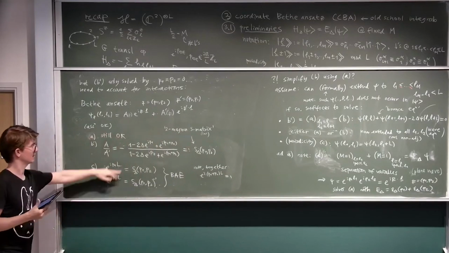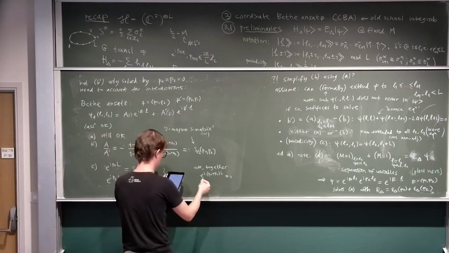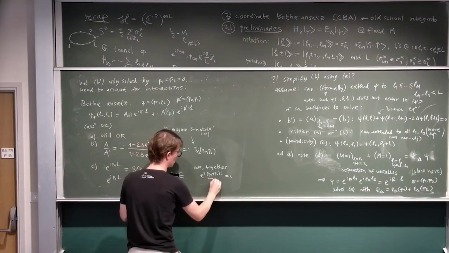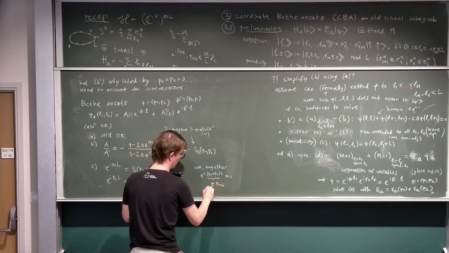So I can multiply the left-hand side and I multiply the right-hand side, which is equal to 1. So I get this equation here, and this is the momentum quantization. So what you can check is that this is indeed equal to P total. This you should check. Small exercise.